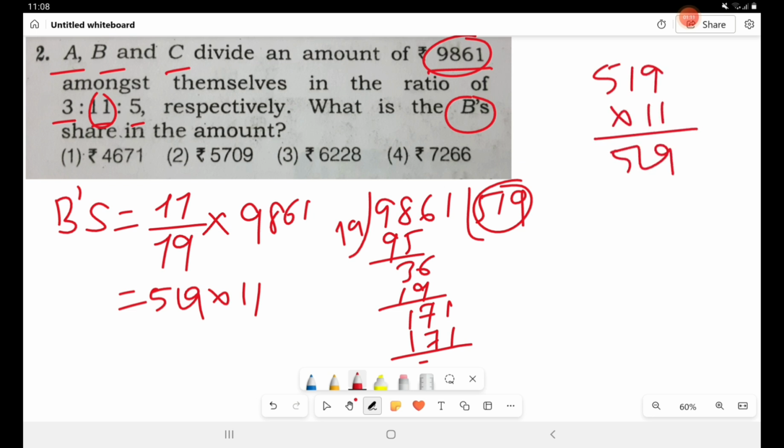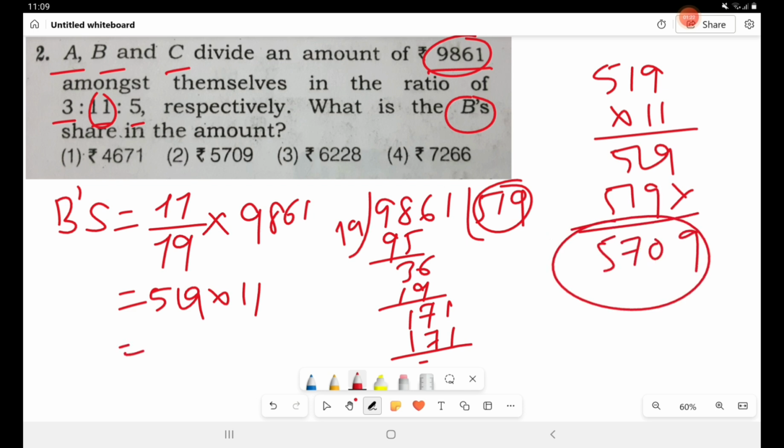So 519, okay, so 9, 10, here 7, 5. All right, 5709. So 5709 is B's amount. All right, so here option 2 is the right answer.